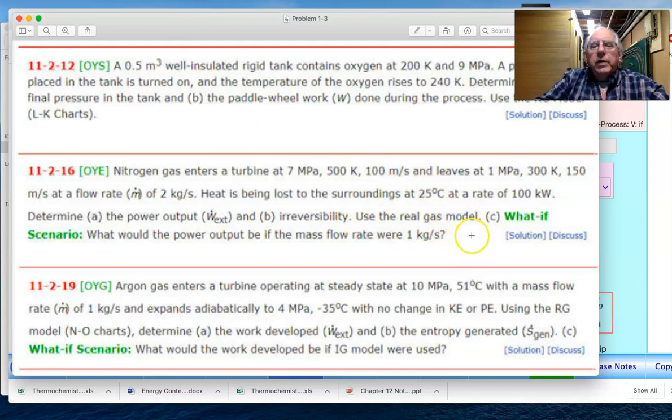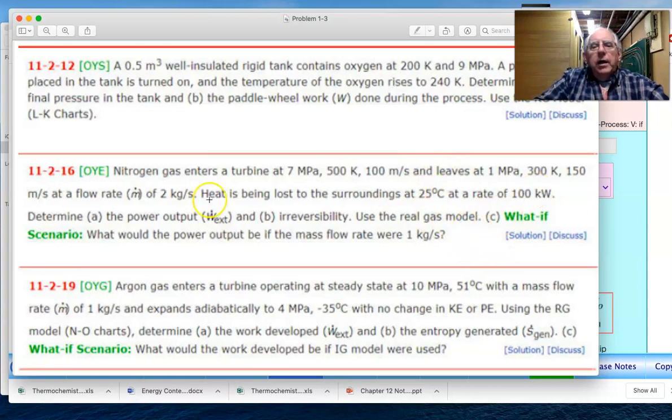Again, it's asked for the real gas model. And for the real gas model, for a flowing system, an open system, there is only one built-in model. There is not either a Lee-Kessler or a Nelson-Obert chart type of thing. There's just a single real gas model.